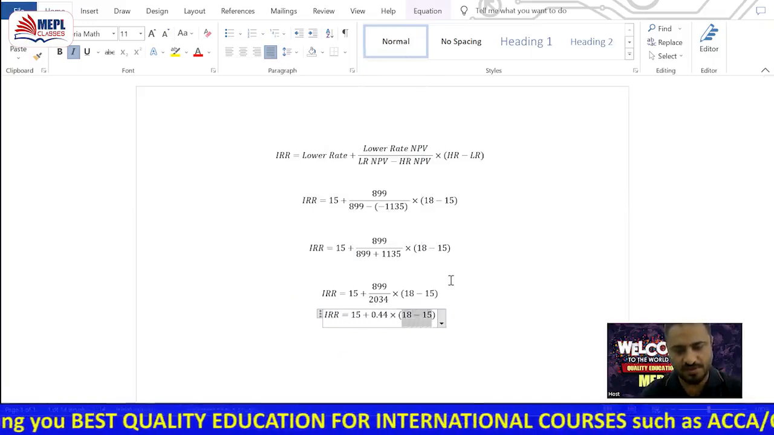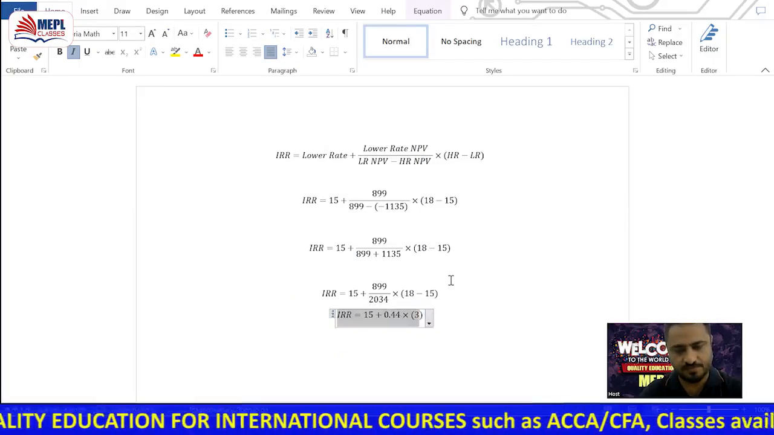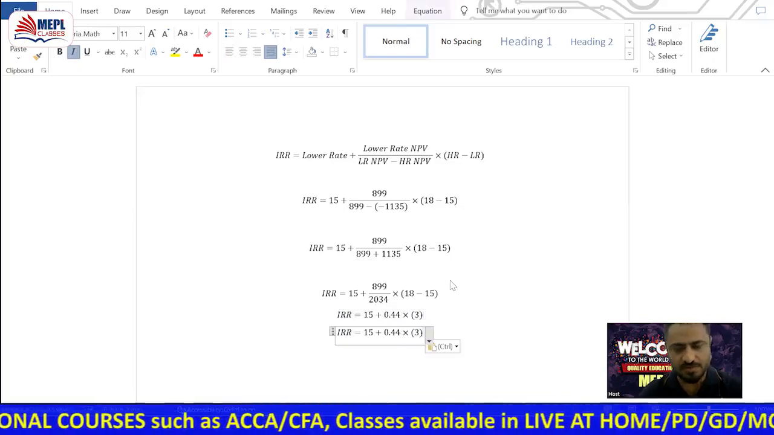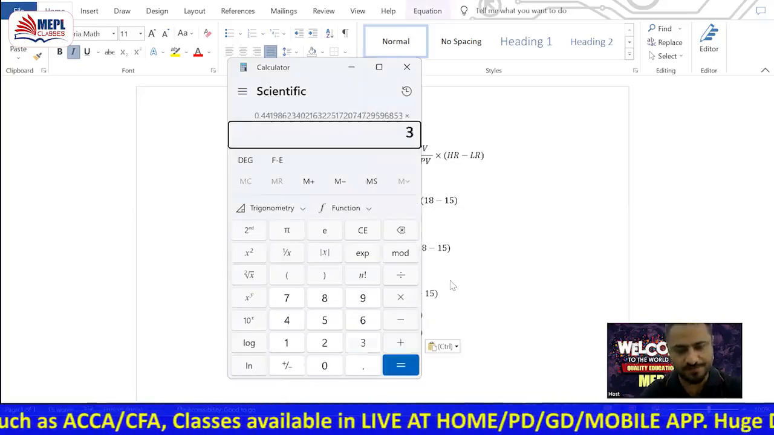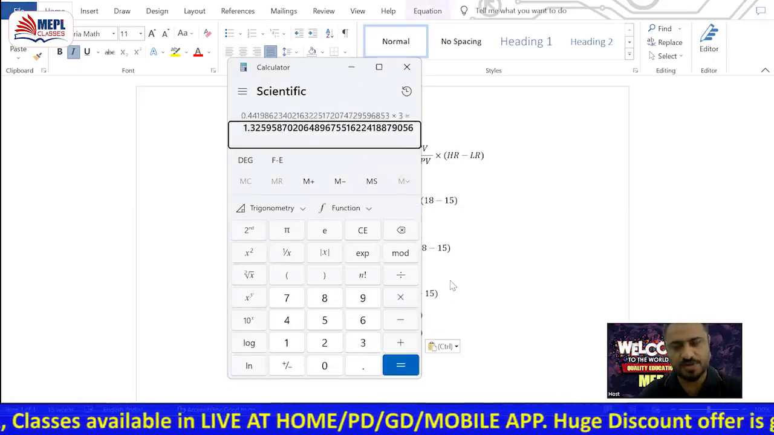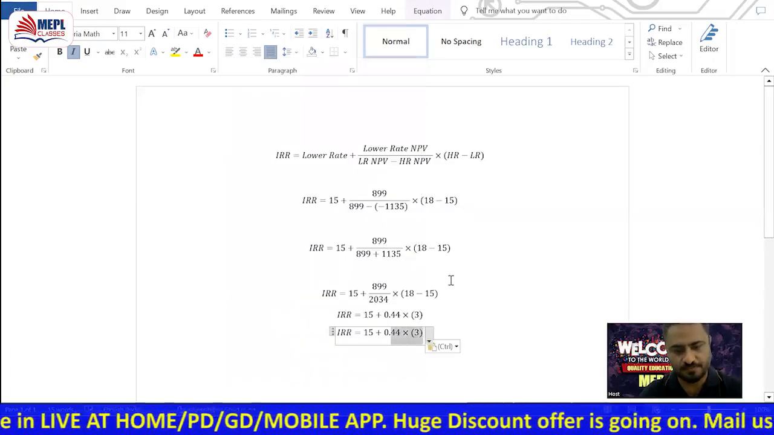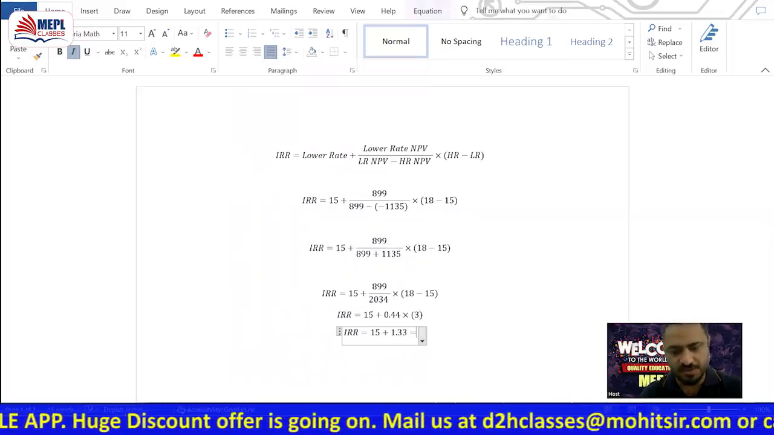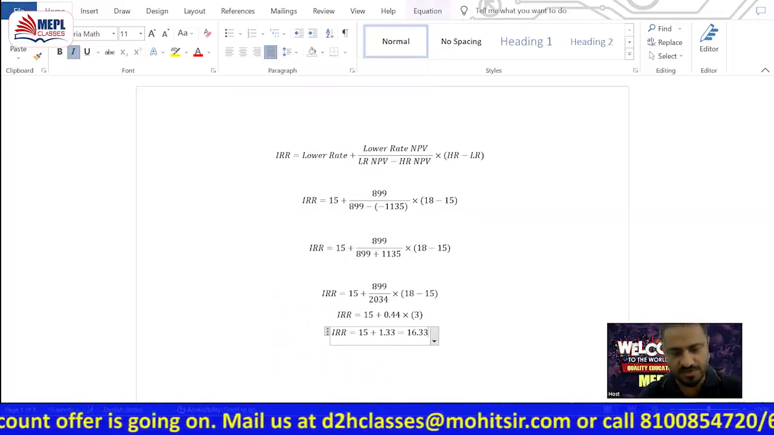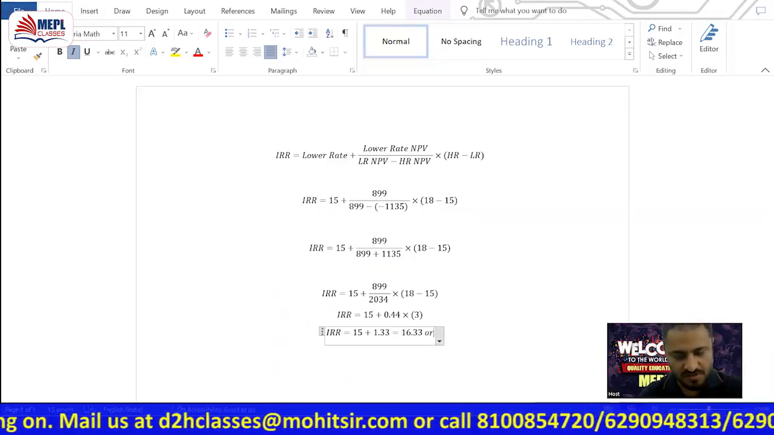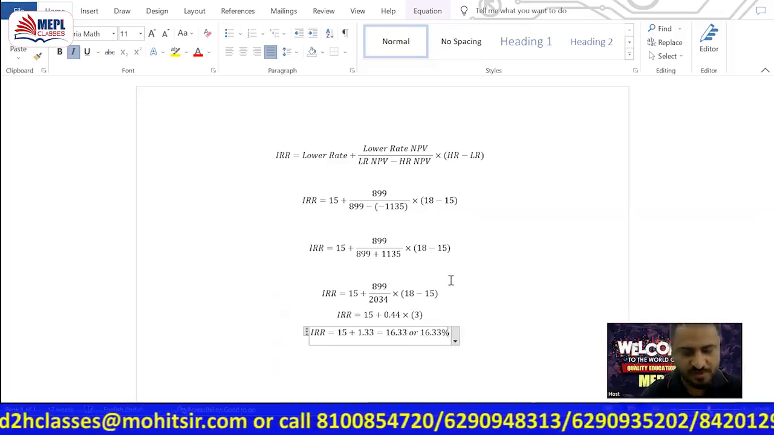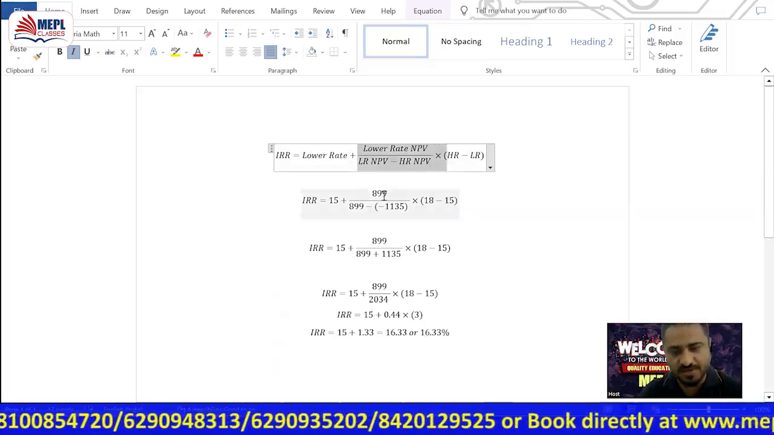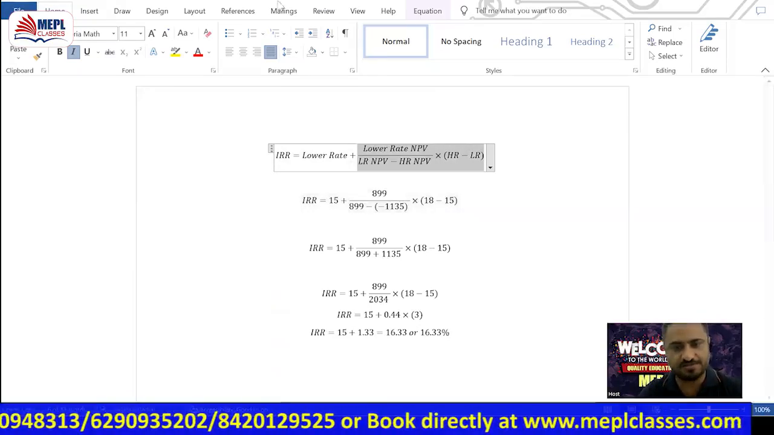18 minus 15 will be 3. 0.44 multiplied by 3 will be 1.33. And IRR will be 15 plus 1.33, which is 16.33, or you can say 16.33%, because IRR is a rate. If you have to use the proper bracket, you need to put a bracket here.